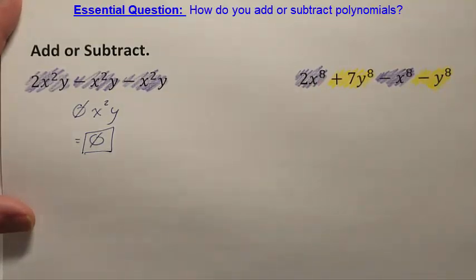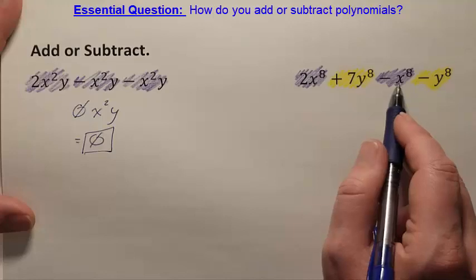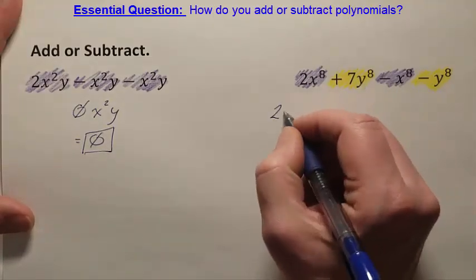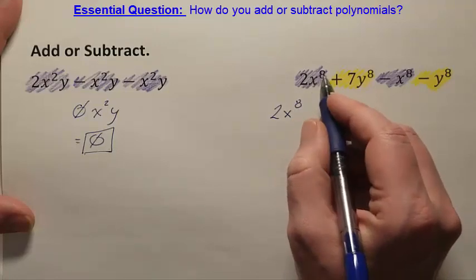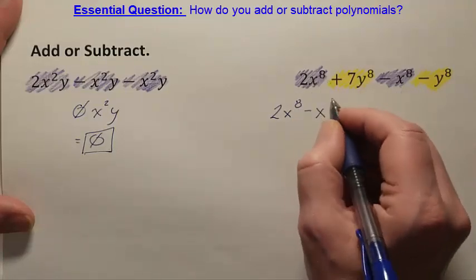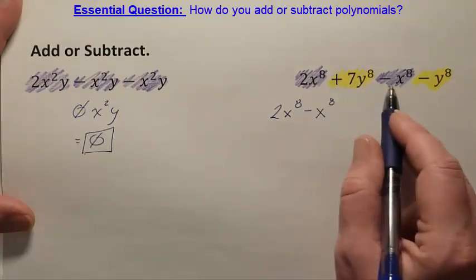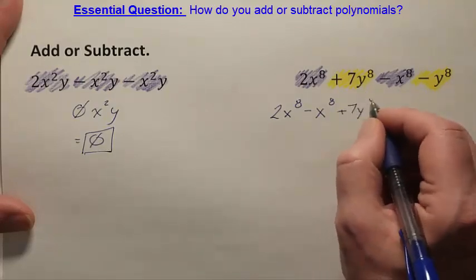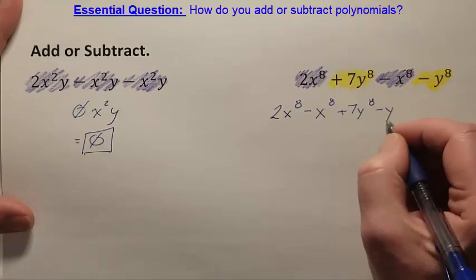I visually identified my x to the 8ths, and I separated them from my y to the 8ths. Alphabetically, my x's go first, so that was my 2x to the 8th, and I have another minus x to the 8th. There are no other x to the 8th, so now I'm going to do the y to the 8th. That's a plus 7y to the 8th power, and that's a minus y to the 8th power.